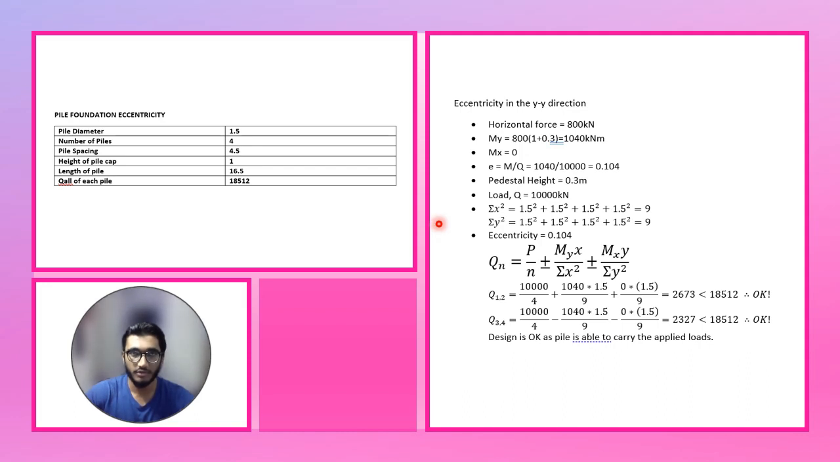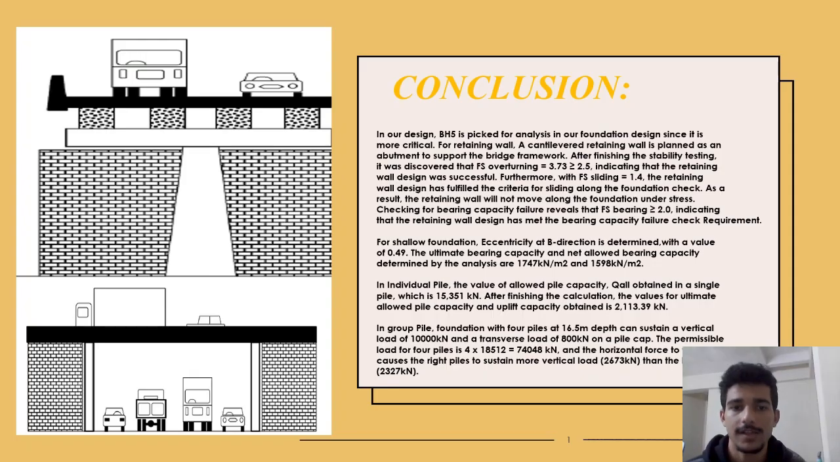Now we calculate the eccentricity, as there is a horizontal load acting on the structure. The moment in the YY direction is 1040 kilonewton meters, and the eccentricity is 0.104. We use the QN formula to calculate the applied load on all 4 piles. Since the allowable capacity is 18,512, the design of the pile is okay since each pile is able to carry the applied load. So the last one, conclusion.